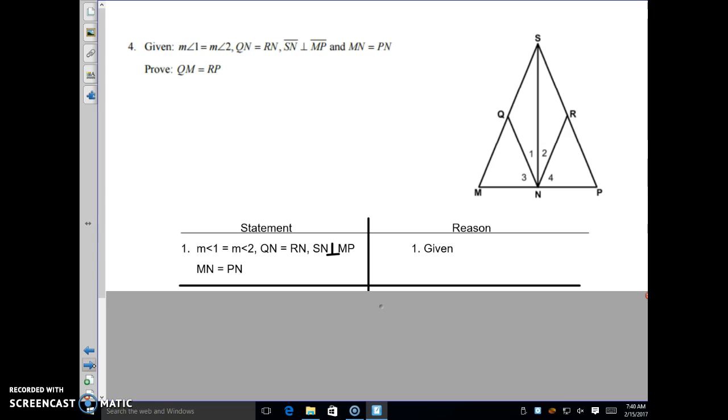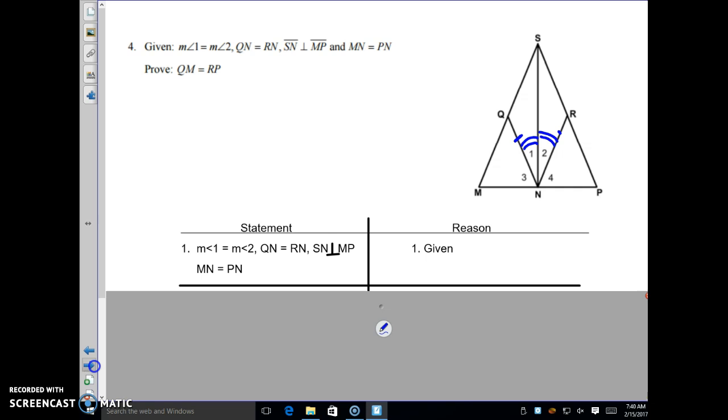Again, we said that the proofs stay pretty much the same. It's just the pictures that get more challenging. So let's take a look at our given. Again, please make sure that you write all of the given. And let's mark some things that we know. We know angle 1 equals angle 2. I'm going to mark those. We know that QN equals RN.